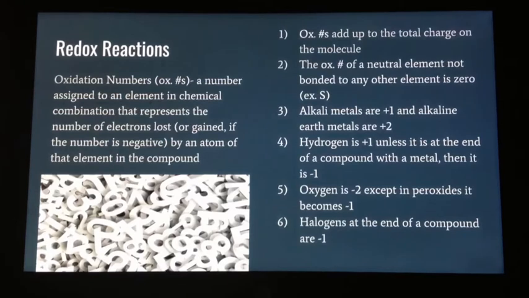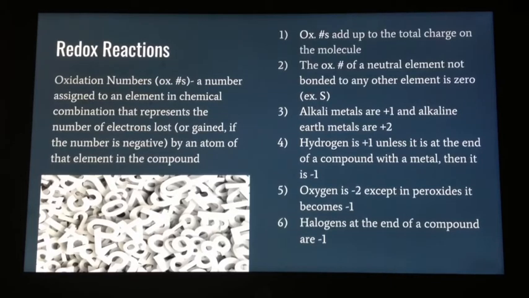There are 6 rules that go along with oxidation numbers that you have to memorize. Number 1. Oxidation numbers add up to the total charge on the molecule. Number 2. The oxidation number of a neutral element not bonded to any other element is 0. For example, sulfur by itself is 0.